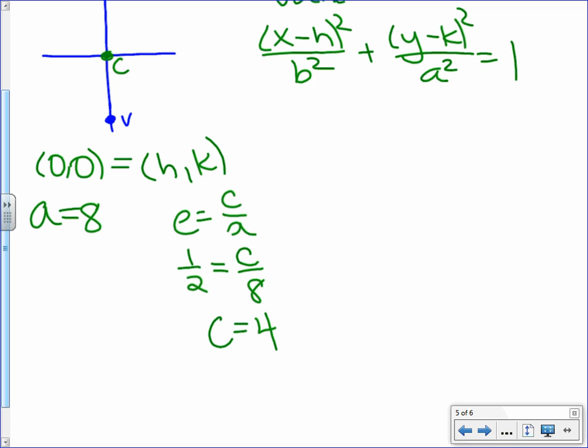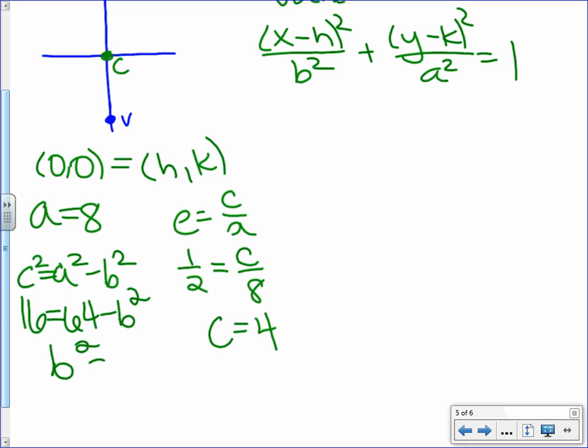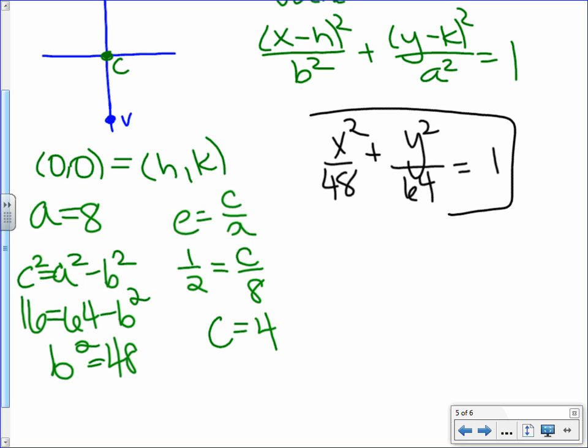Okay. So our B value, let's see, C squared is A squared minus B squared. C squared is 16. A squared is 64. What does that make B squared? 48. Would you agree? All right. So our center's at (0, 0), so we have an x squared and a y squared. This is vertical. A squared is 64, has to go with the y squared. B squared is 48, equals 1.